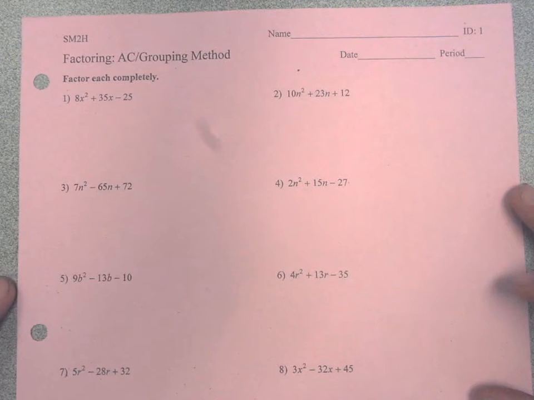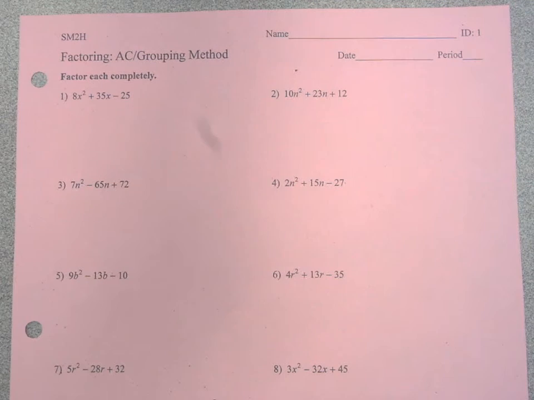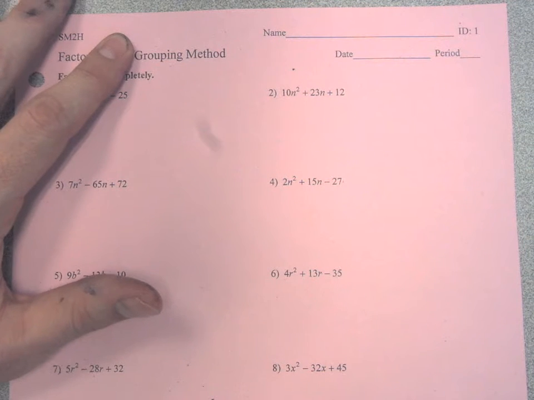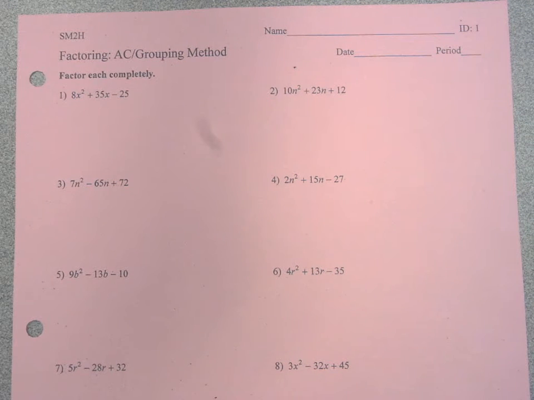This is what we talked about in class today, and this is a kind of a new method here, AC grouping. Now we've actually already seen a method called grouping that we use for four-term polynomials or quadrinomials. In this assignment, we are doing trinomials, and we've also done trinomials before. So what we're doing here is we're kind of mashing up the grouping method with the X method for trinomials.